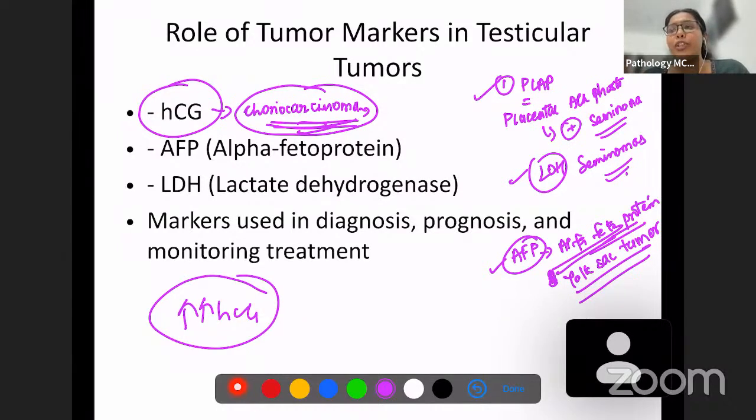Why is this important? Why do you have to know these tumor markers? These tumor markers are useful in the diagnosis of these tumors. These tumor markers are also helpful in prognosis, because once chemotherapy or surgery is started, we monitor these tumor markers to see if their levels have gone down or not, for monitoring treatment. So these are the things we have to remember. PLAP for seminoma, LDH for seminoma, AFP for yolk sac tumor, and HCG for choriocarcinoma.